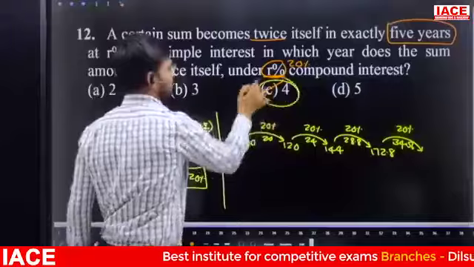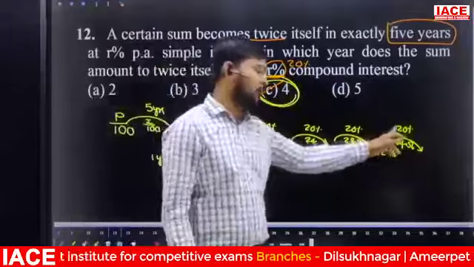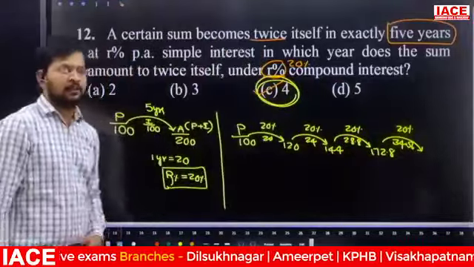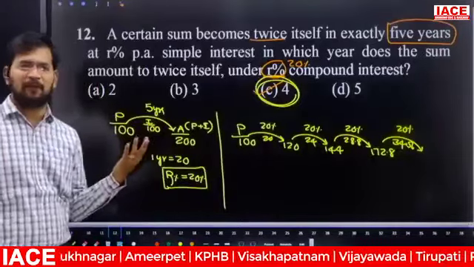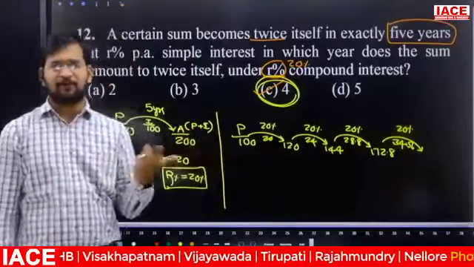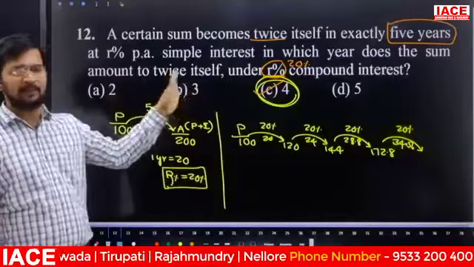Therefore, how many years will it take? In compound interest, 1, 2, 3, 4. Total 4 years it will take. In simple interest it takes 5 years, so compound interest will definitely take fewer years, less than 5, so 4 years. 3 years is not possible, 2 years is not possible.